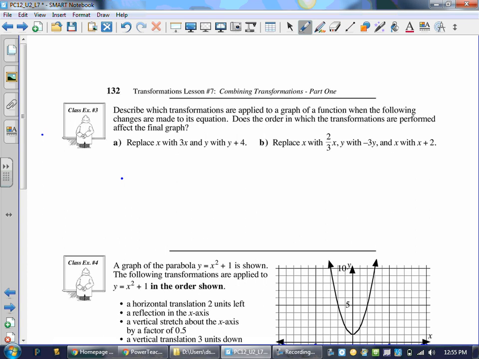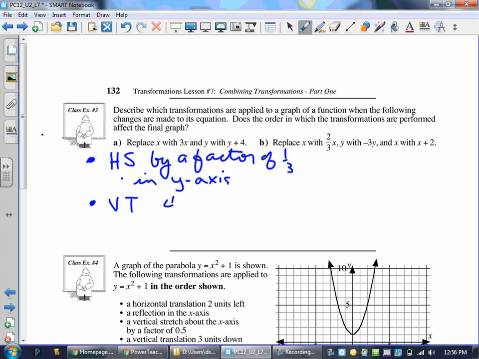So first we're going to replace x with 3x. What is that? Horizontal stretch by a factor of 1/3. Now, if we really want to be technical, we should say in the what? In the y-axis. It's always opposite. Good. Okay, that's number 1. What's the second thing that happened? Replacing y with y plus 4 is a vertical translation 4 units where? Down. Correct.